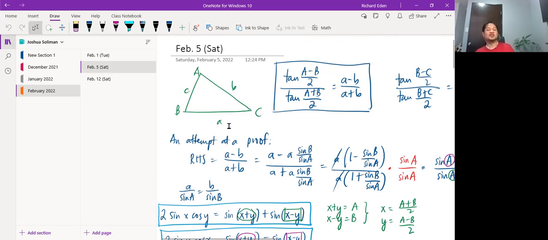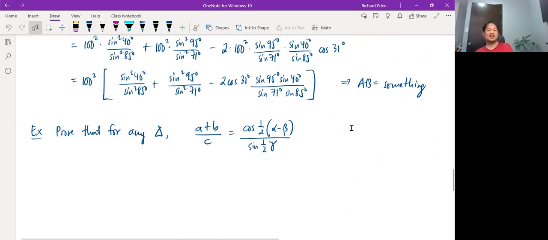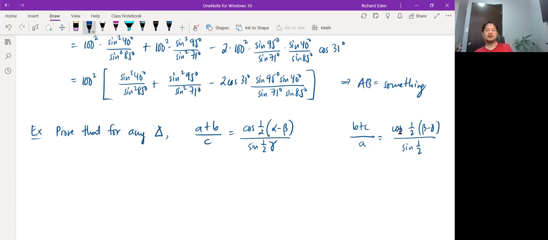But the tangent law involves only 4 of the 6 parts. So what are the 6 parts? The 3 sides and the 3 angles. However, this involves all 6 parts. Of course, the way it's stated tells us that you can write other versions. For example, you can have a in the denominator and then b plus c here, so the numerator would be cosine of half of (beta minus gamma) over the sine of half of alpha.